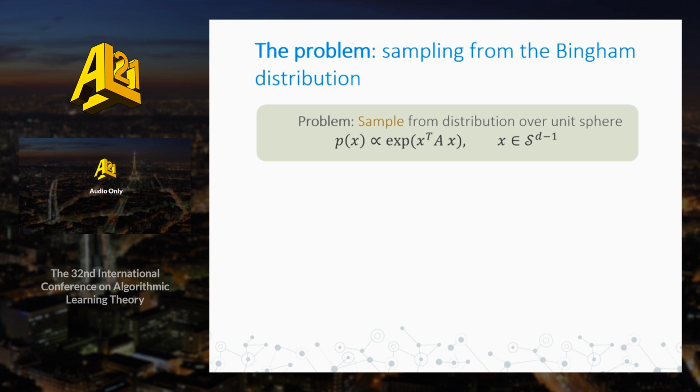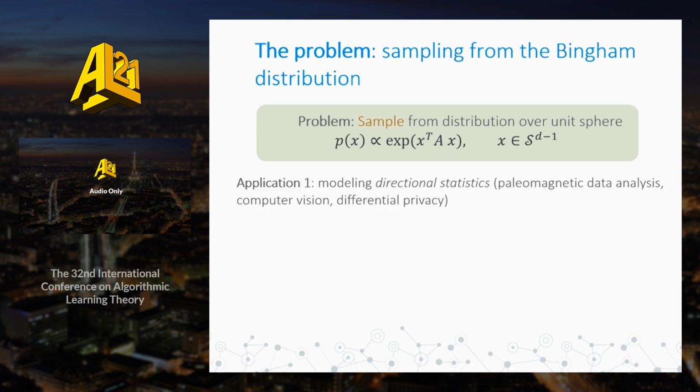The particular problem that we're going to focus on here is sampling from a distribution P, which is defined over the unit sphere in d dimensions, and it has the form P of x is proportional to the exponential of x transpose Ax for some matrix A. In terms of applications, this distribution shows up in many domains. Oftentimes, it's used for modeling directional statistics. So this happens in paleomagnetic data analysis, in computer vision, and even in some applications in differential privacy.